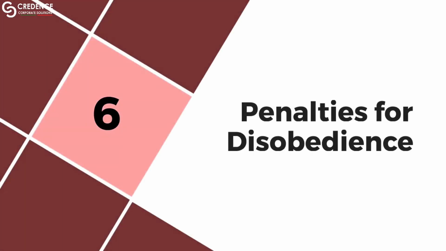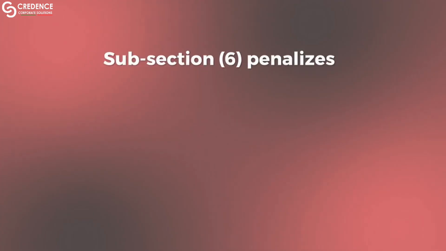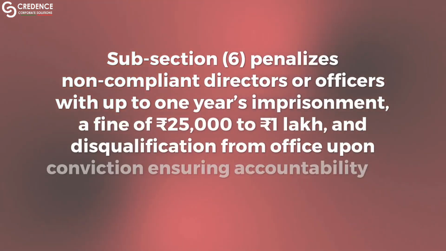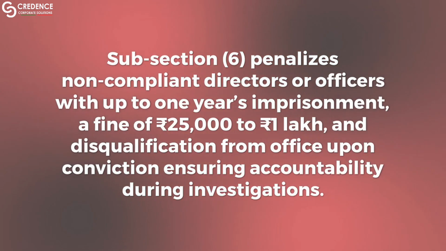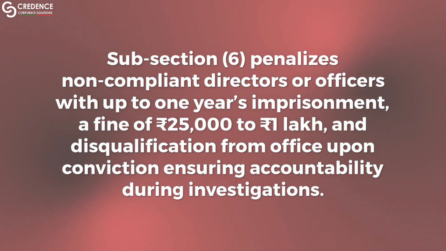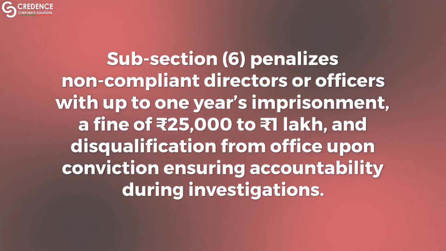6. Penalties for disobedience. Subsection 6 penalizes non-compliant directors or officers with up to 1 year's imprisonment, a fine of 25,000 rupees to 1 lakh rupees, and disqualification from office upon conviction, ensuring accountability during investigations.